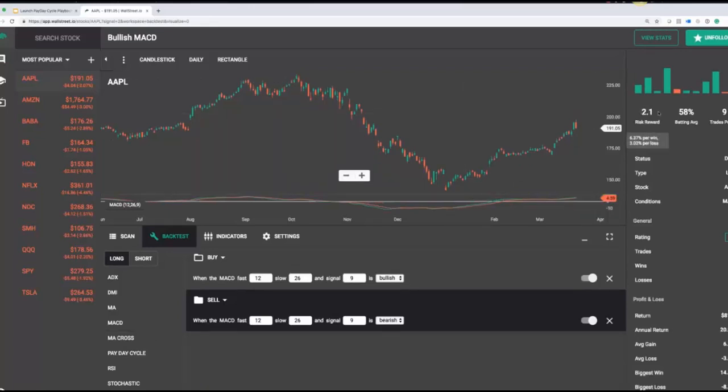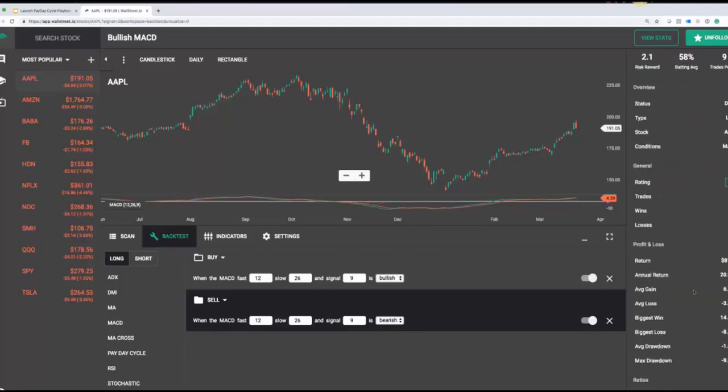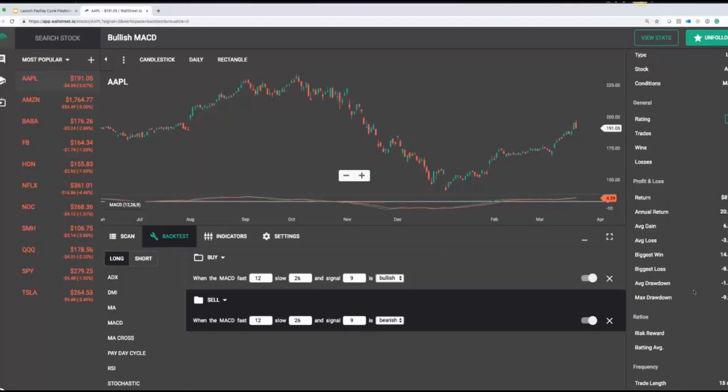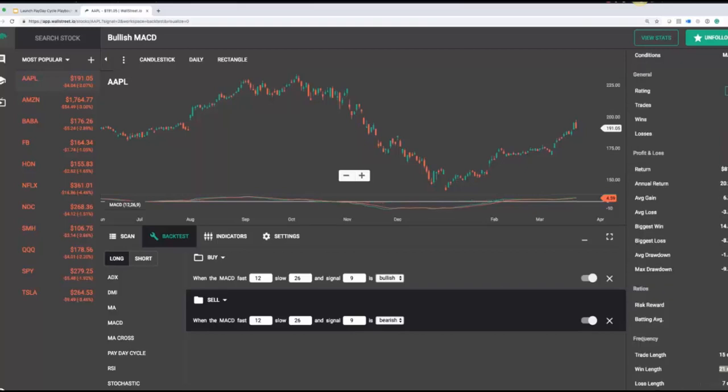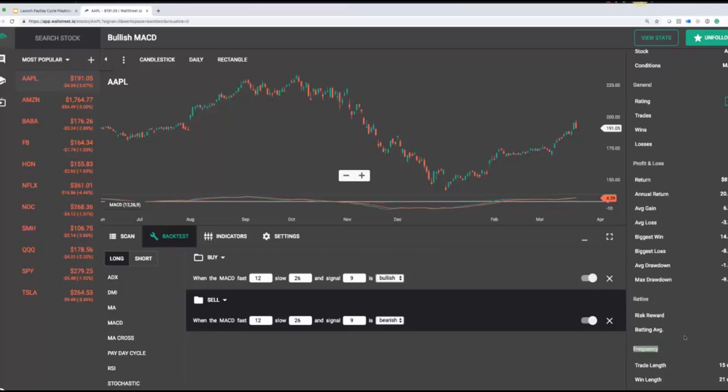MACD, 2.1 risk reward, better risk reward. Look at this, better batting average. Here's the important part to think about. Only 9 trades a year versus what it was at 50 trades a year. And this has a much better rating, by the way. So I would say the MACD is a better indicator for Apple than stochastics. But here's the kicker. Stochastics was a 4-day trade. I'm coming down here and I'm looking at frequency. 21 days. These are trading days, not calendar days. You can see in our system there's 187 people actually following Apple MACD.